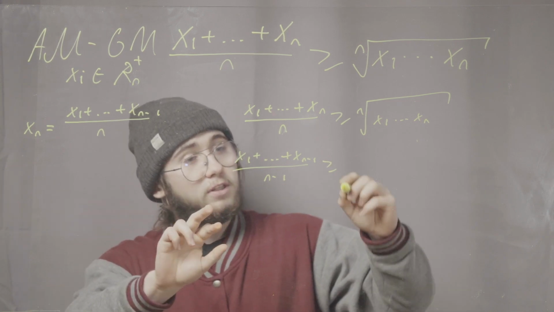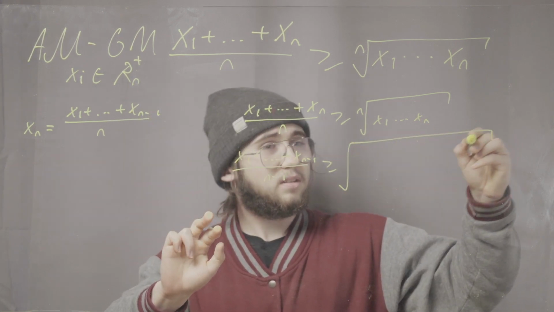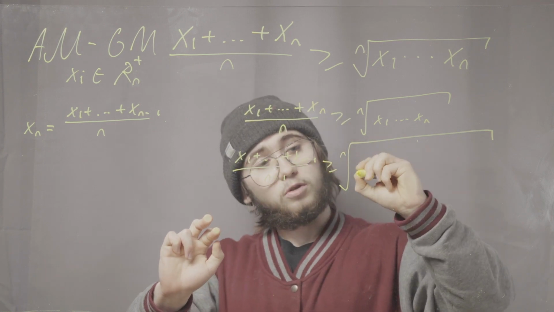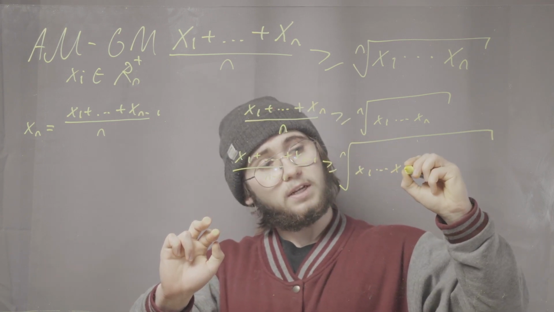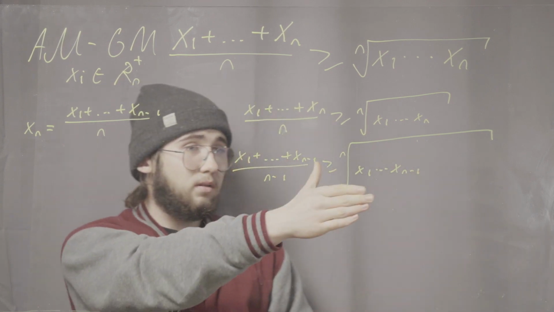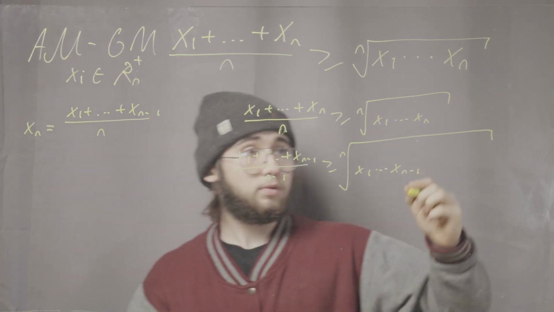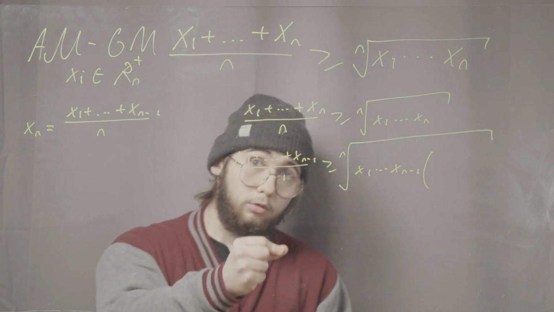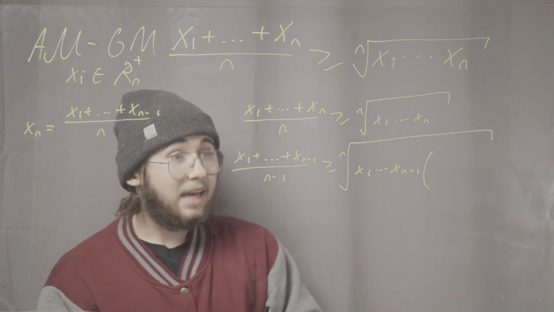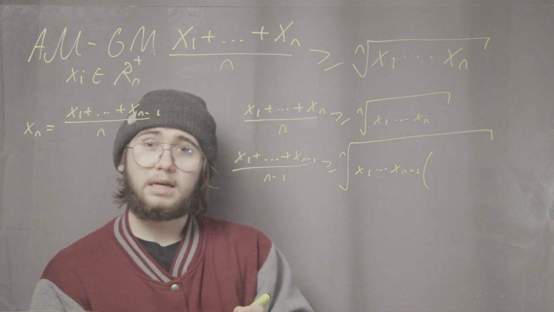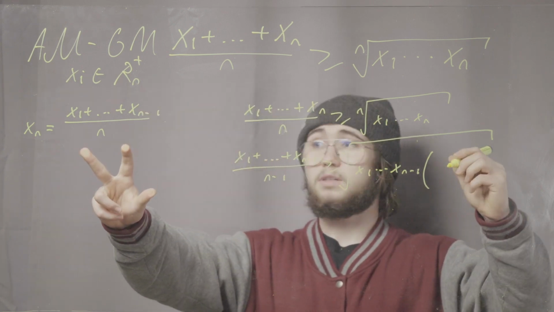What about the right hand side? I'm going to have to make a slightly bigger square root here. We will get the same plain old product of the first n minus 1 numbers, however, multiplied by the nth number in the sequence. And what is going to be the nth number in the sequence? This is just the arithmetic mean.